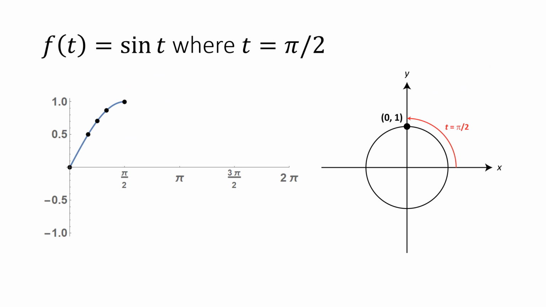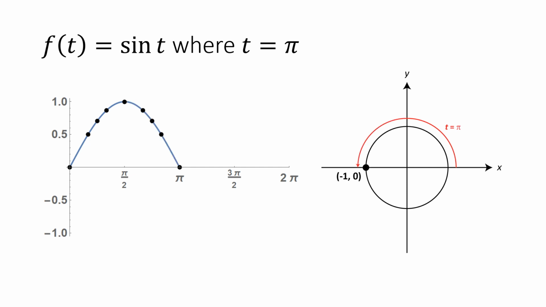Moving on to 90 degrees, so now we get to the top of the circle at the point 0 comma 1, and again, the y value there is 1, and so here I'm plotting the point pi over 2 comma 1 because the sine of pi over 2 is 1. So we can continue on stopping at each of our special angles. I'm going to start fast forwarding a little bit.